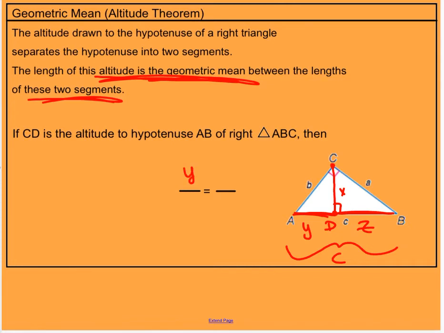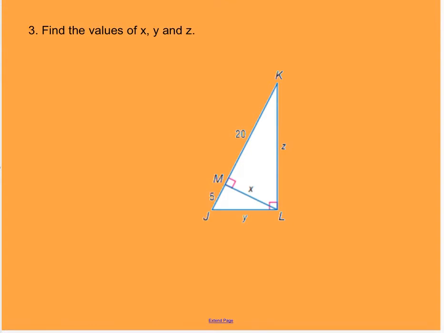So if I say Y over X is going to be equal to X over Z. All right, so this times this, Y times Z equals X squared. That's what they're saying. Y times Z equals X squared. So figure out the values of X, Y, and Z.